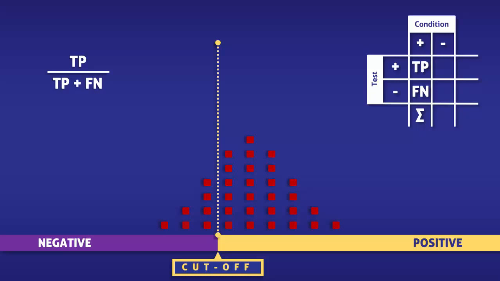Counting the squares, we find that there are 26 true positives, 7 false negatives, and 33 people in total with the condition. All that's left to do is enter the data into the equation. In doing so, we find that the sensitivity is 26 over 33, which is 79%.